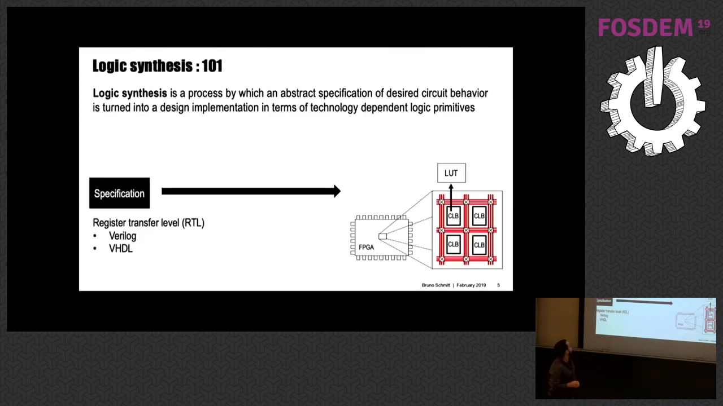So logic synthesis is the process by which we take some abstract specification of a circuit behavior, and then we map it to some technology-dependent logic primitives. So we have a specification, for example, in RTL, Verilog, VHDL, and then we want to map it into an FPGA. And we know that at some point we need to map it to some LUT network, these lookup table networks that lie inside the FPGAs.